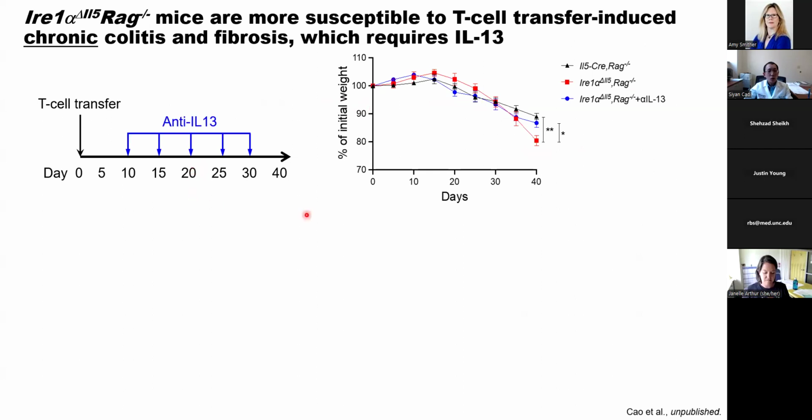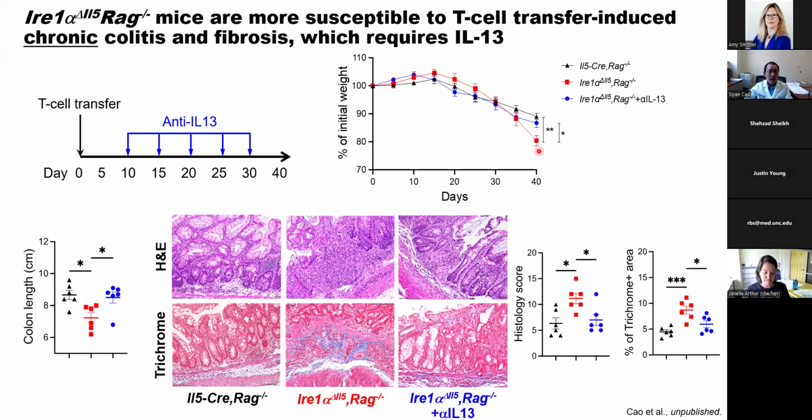And then in another group of experiment, I gave those mice an anti-IL-13 antibody. And based on the weight change, you can see the anti-IL-13 treatment actually is able to reverse the susceptibility to chronic colitis in those knockout mice. I also looked at the colon length as well as fibrosis by trichrome staining, which showed consistent results. And this study suggests that the overexpression of IL-13 by ILC2s in those mice actually is responsible for the worsening colitis and fibrosis in the knockout mice.